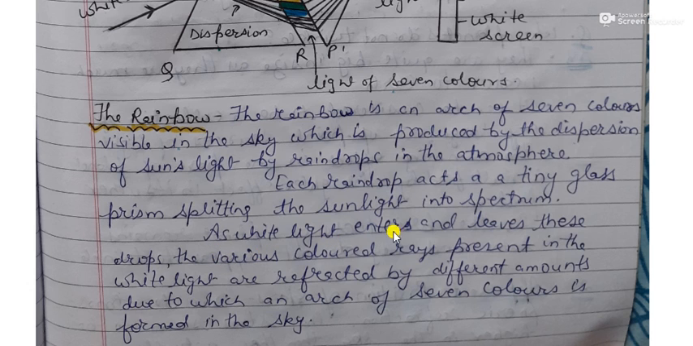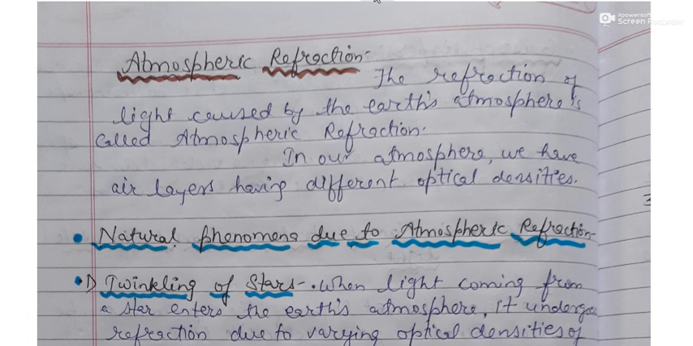As white light enters and leaves these drops, the various colored rays present in the white light are refracted by different amounts, due to which an arc of seven colors is formed in the sky. So students, the raindrops act as tiny glass prisms and they refract the sunlight passing through them. So we are able to see the rainbow in the sky.